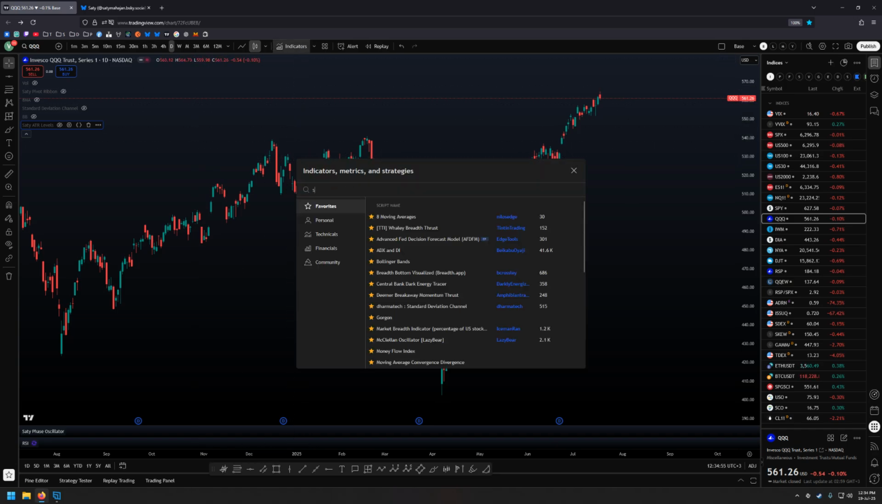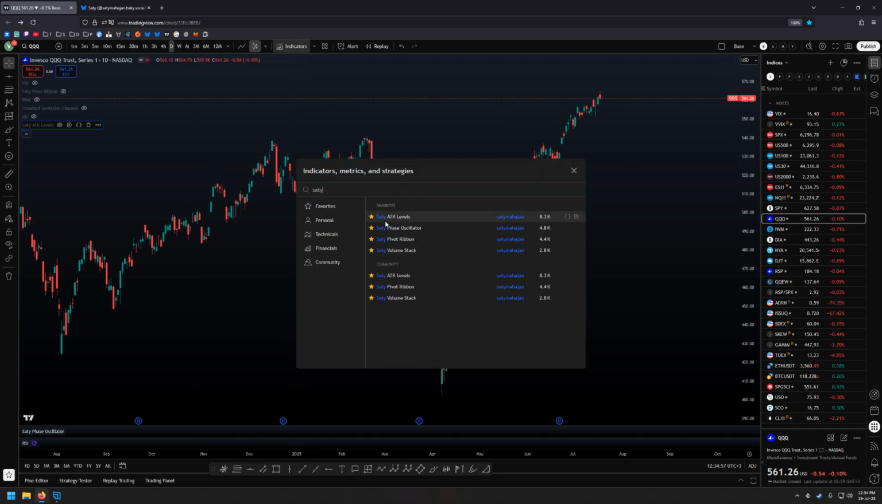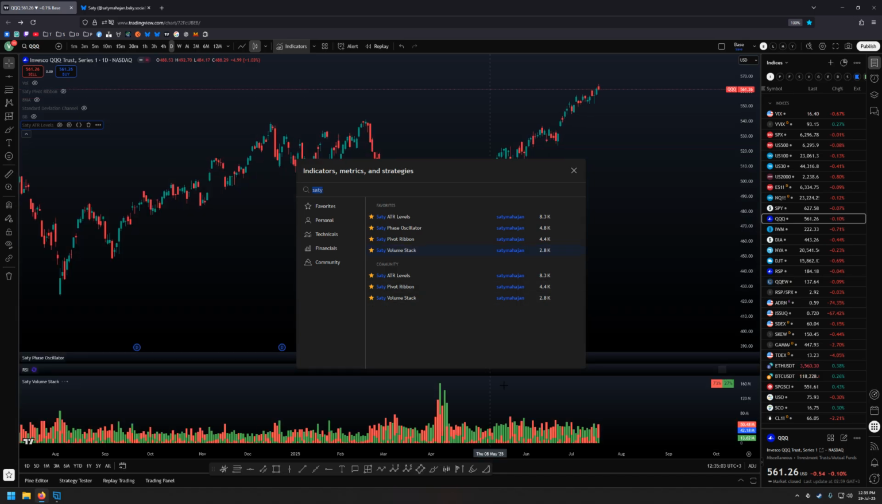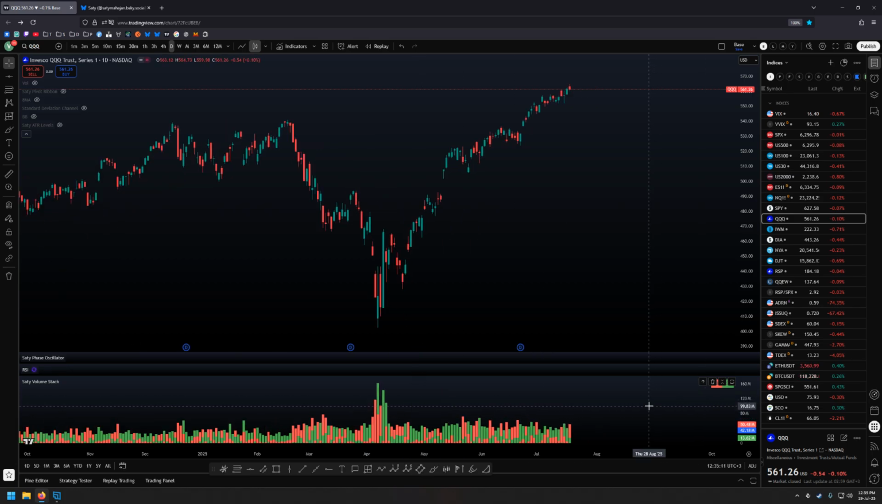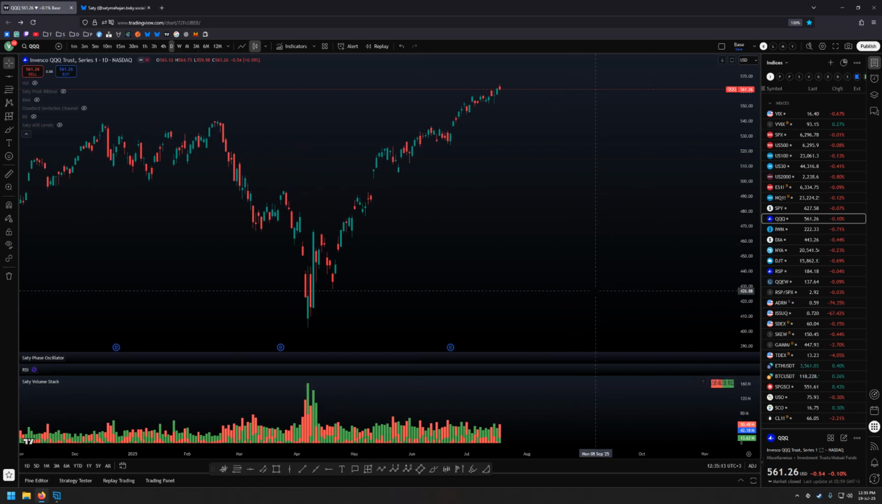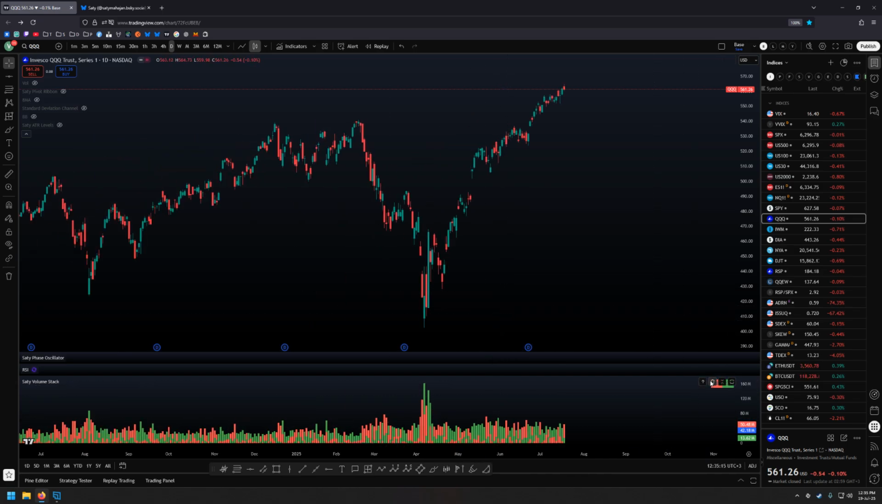And there are four indicators. You can find them in TradingView if you search for Saty. Phase oscillator, pivot ribbon, volume stack, and ATR levels. Don't really use the volume stack. It's more like an estimate of how much buying and selling is in a specific volume bar. It's not perfectly accurate, but more or less an indicator. Don't really use it. Like I said, feel free to play around with it.